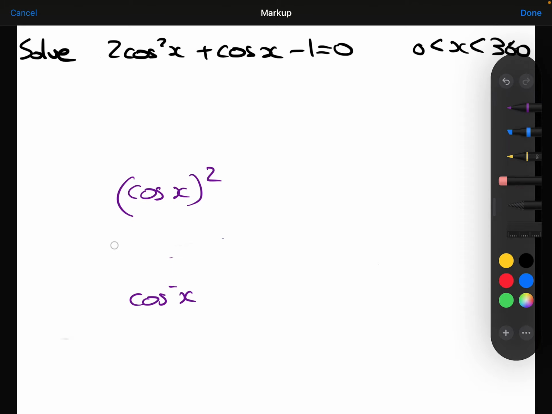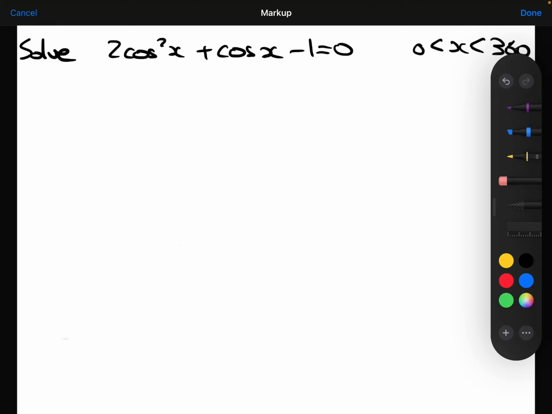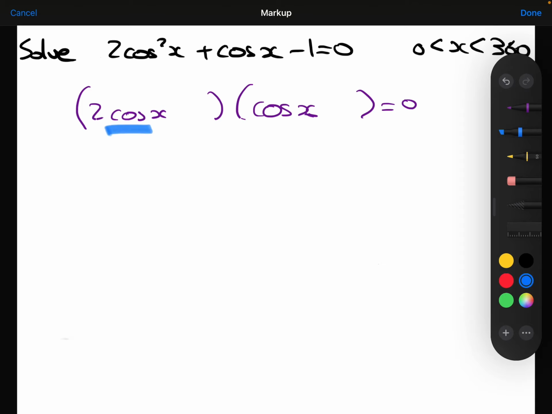Right, so this is a quadratic equation. This is like me saying 2 times something squared plus something minus 1 equals 0. It's a quadratic equation, so I'm going to factorise this if I can. If I can't factorise it, I could use the quadratic formula. But I think I can factorise this. 2 cos x, because I know that when I do 2 cos x times cos x, it's going to give me 2 cos squared.